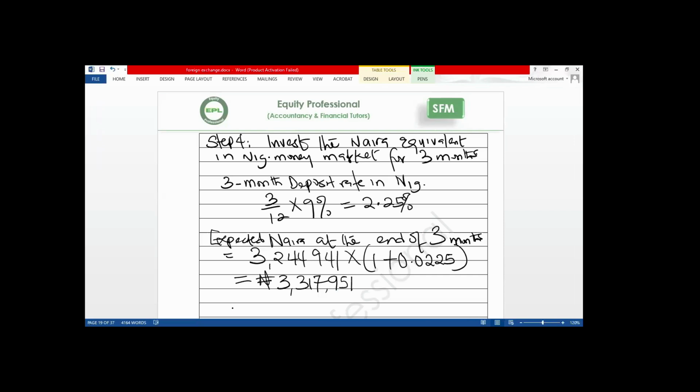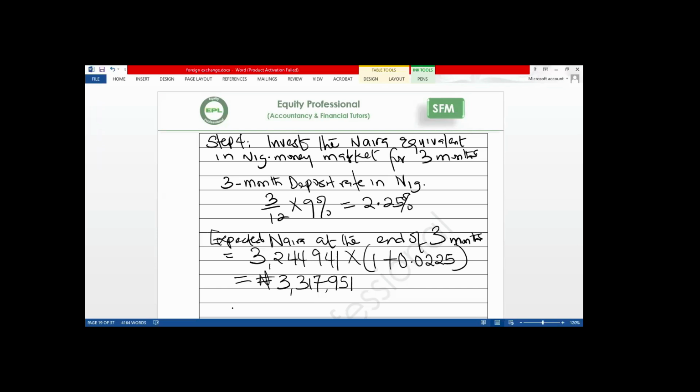Please, we are trying to explain it. Ask yourself, why do we multiply? Place yourself in this shoe. You are depositing money now for 3 months. Imagine you have deposited 3 million now at a rate of 2.25%. How much are you going to expect in 3 months? That becomes the future value. You know the present value now. You now want to get the future value.